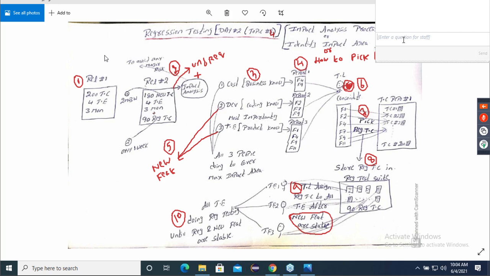Okay. Point number 1. The process of identifying the impact area is known as impact analysis process. Are you writing in the first page or second page?